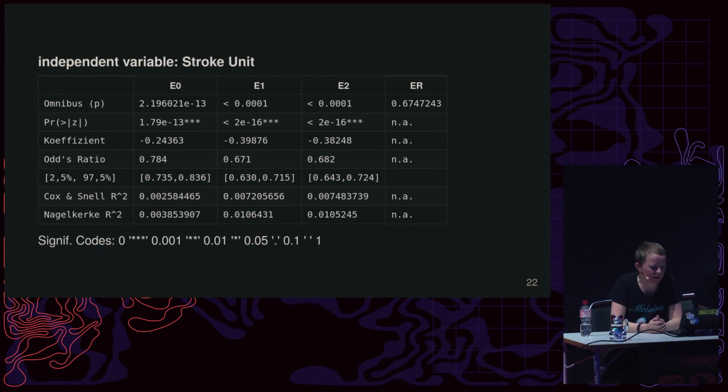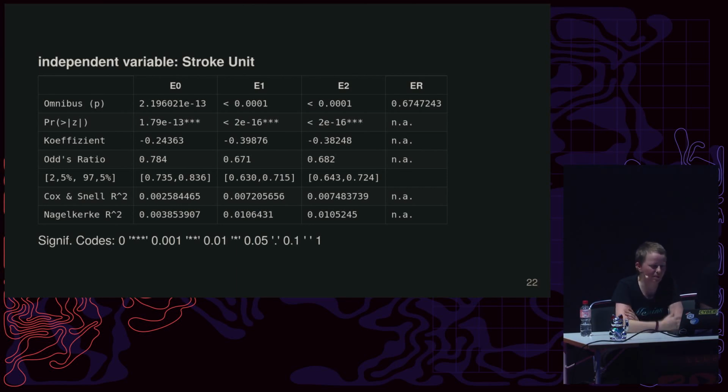The p-value should be significant depending on the level, see below, and the coefficient is negative. That means the probability of death decreases in the presence of a stroke unit. Then we have the so-called odds ratio. It's a very important number. Here specifically, the probability of death decreases by a factor of 0.78 in hospitals with a stroke unit, or in other words, in hospitals with a stroke unit, you have a 22 percent better chance of surviving a stroke.